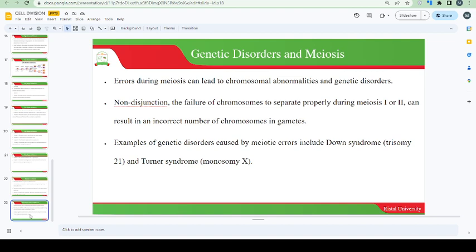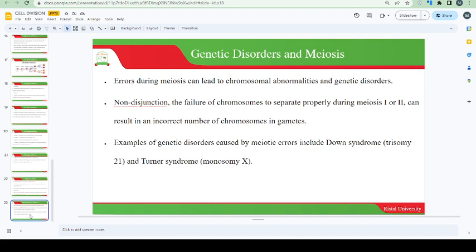Let's look at genetic disorders and meiosis. Errors at times may occur during meiosis, and these errors lead to chromosomal abnormalities and genetic disorders. Nondisjunction means failure of the chromosomes to separate properly during meiosis 1 or meiosis 2, and this can result in an incorrect number of chromosomes in gametes.